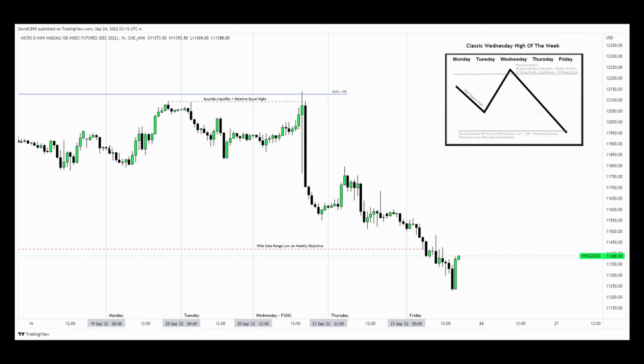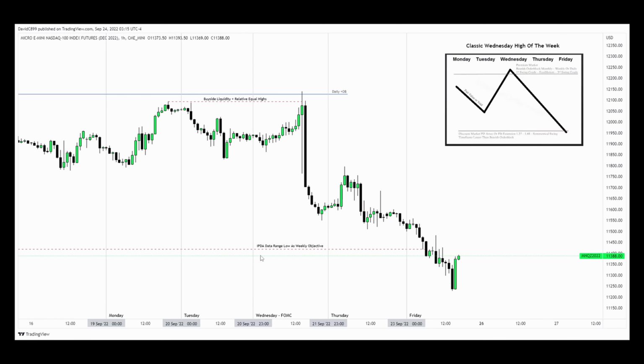At the beginning of the week on Monday and Tuesday, price was held in consolidation or in a tight range, and on Wednesday, FOMC, price traded higher, taking out the buy stops. Buy stops are being covered, and price is also trading into the daily bearish order block. From there, price is trading lower, and it's finding the low of the week on Friday.